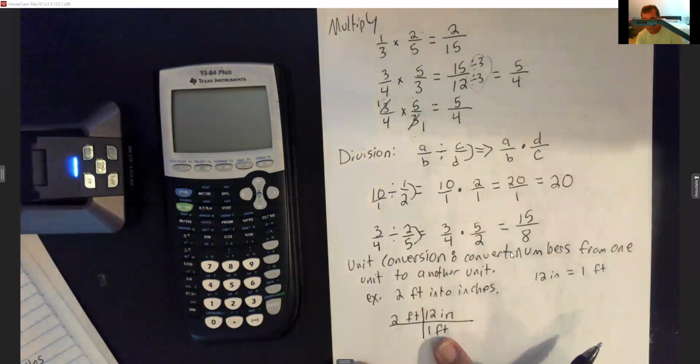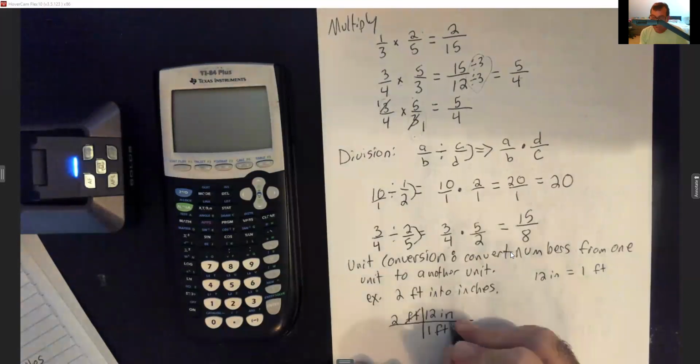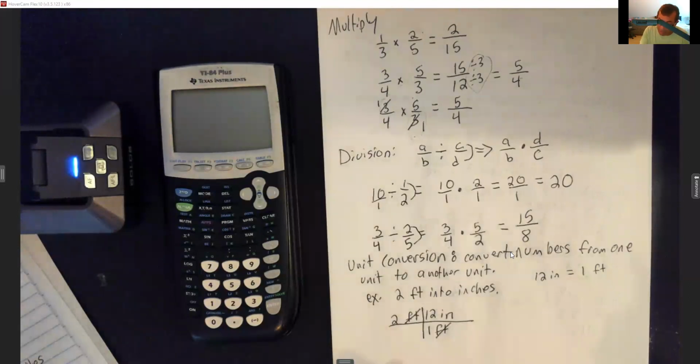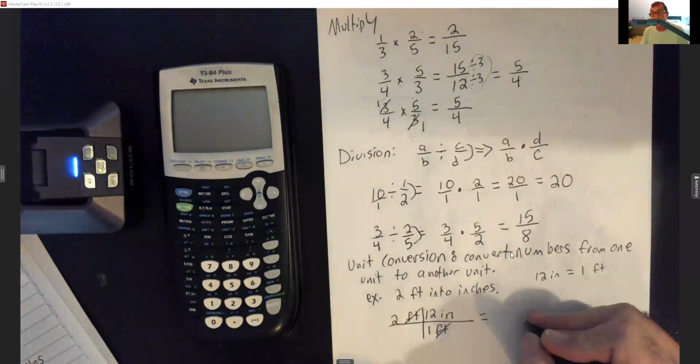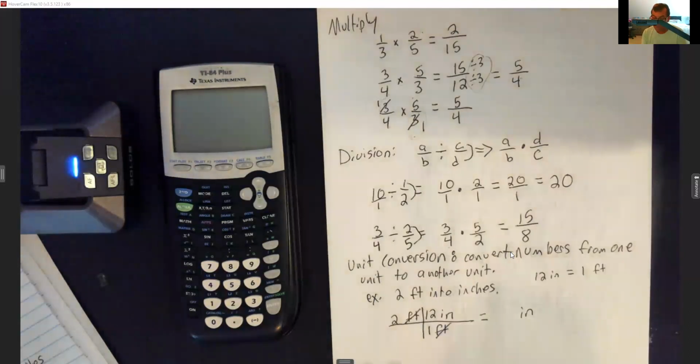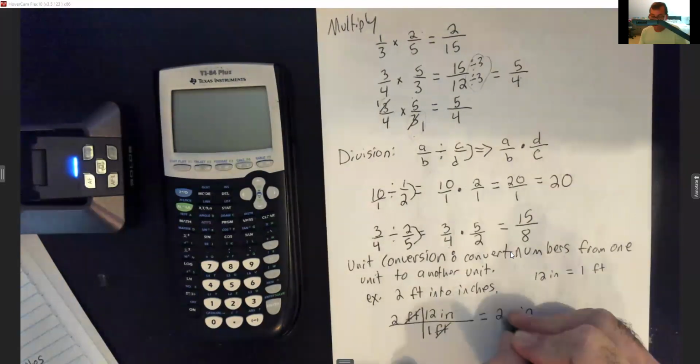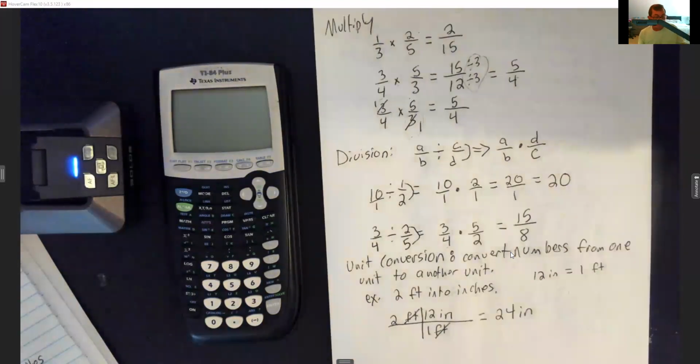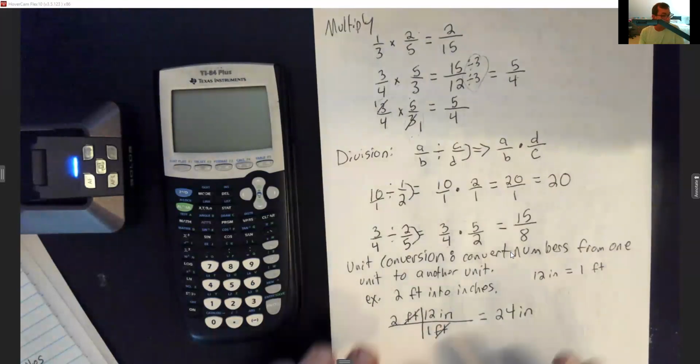Since I wanted to end up with inches, I needed my inches to be on the top when I'm done. You always need to counterplace whichever unit you got to cancel, because now these feet, since one's on top and one's on bottom, you cancel them out. The only units left is your inches, so your answer is going to be in inches. And then the top, everything up here gets multiplied. So 2 times 12 is 24. And then you divide by the one on bottom. But 24 divided by 1 is 24. So 2 feet is 24 inches.